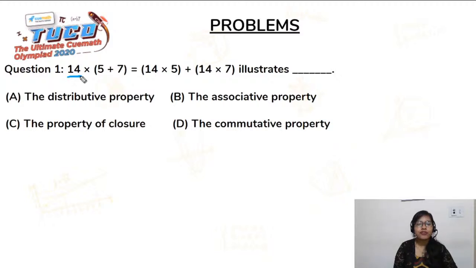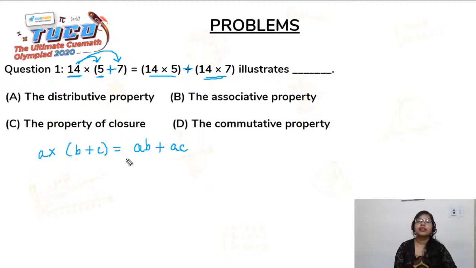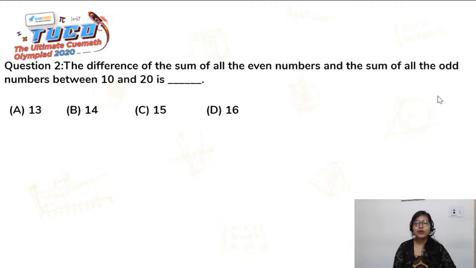As you could see, you have 14 and 5. 14 times 5 is being multiplied, and then you have a plus which is written here, and 14 times 7 is also being multiplied. So this is nothing but a times (b plus c), which we just learned some time back, which is a times b plus a times c, and the property is known as the distributive property. All right. So let's quickly go ahead with our next question.